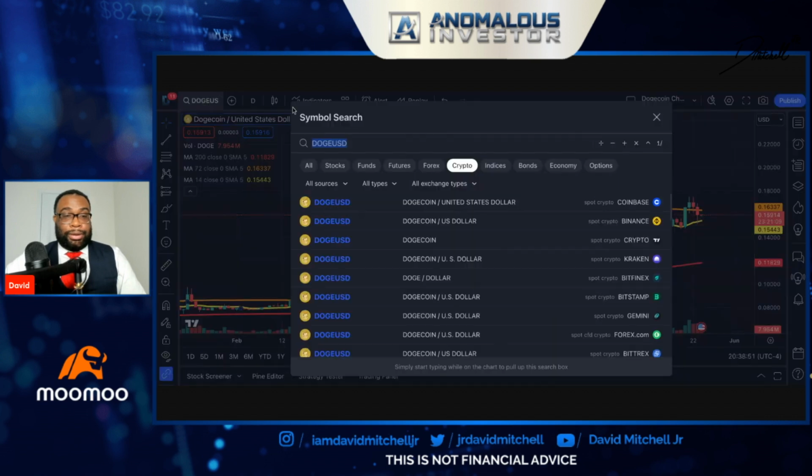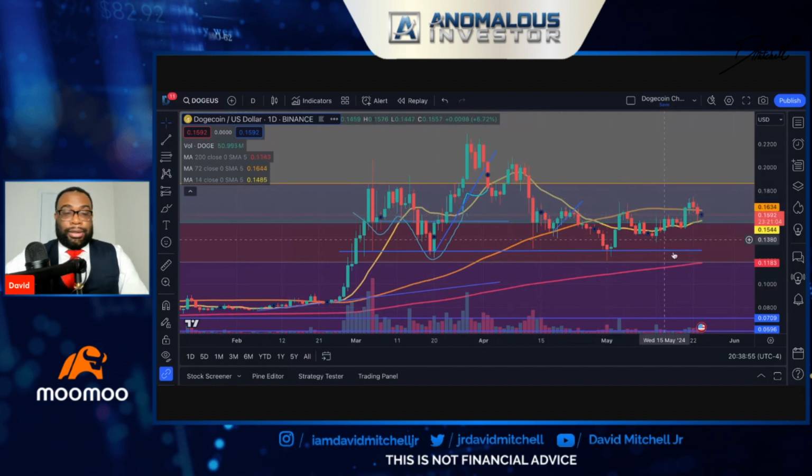And matter of fact, what is this? This is the chart I want. It's the Binance. There we go. Sorry, this is the chart I want.